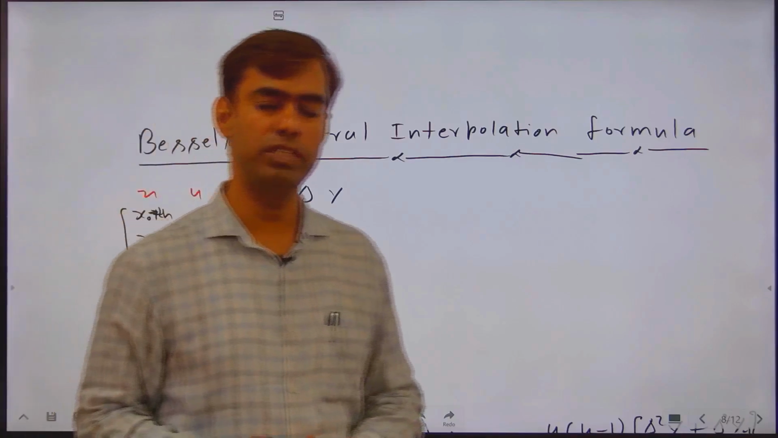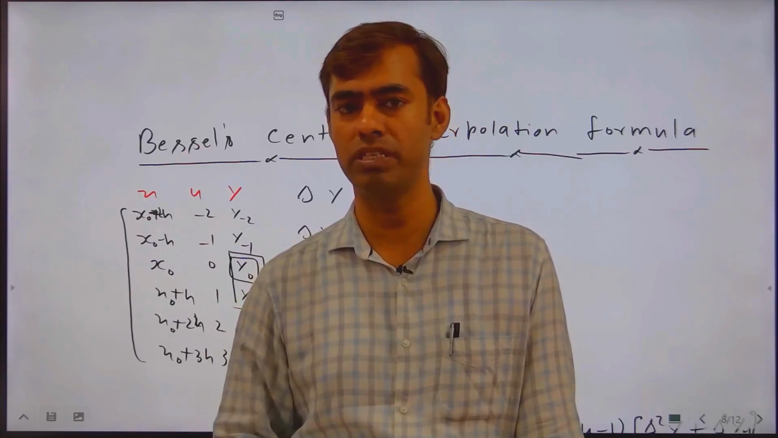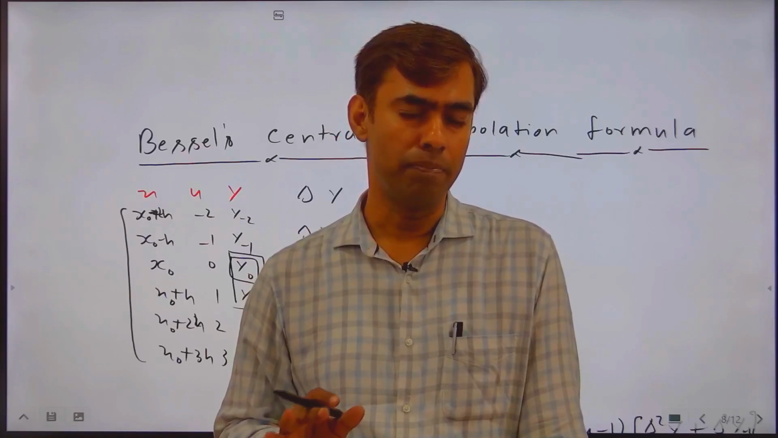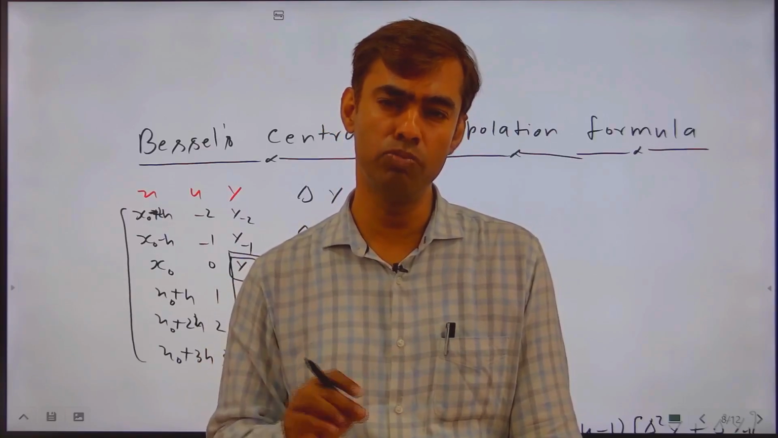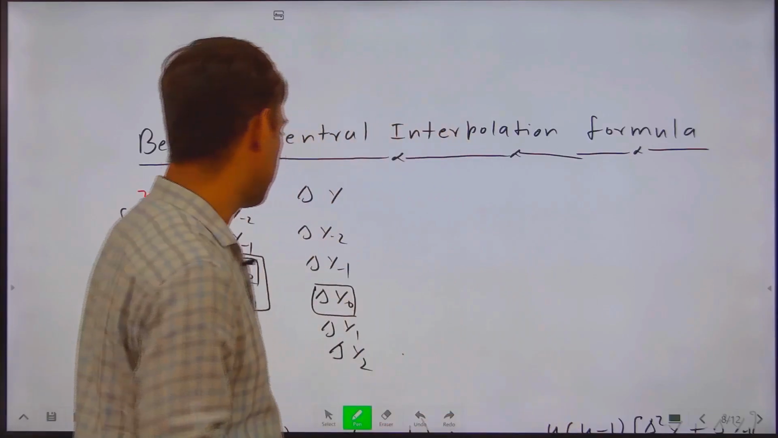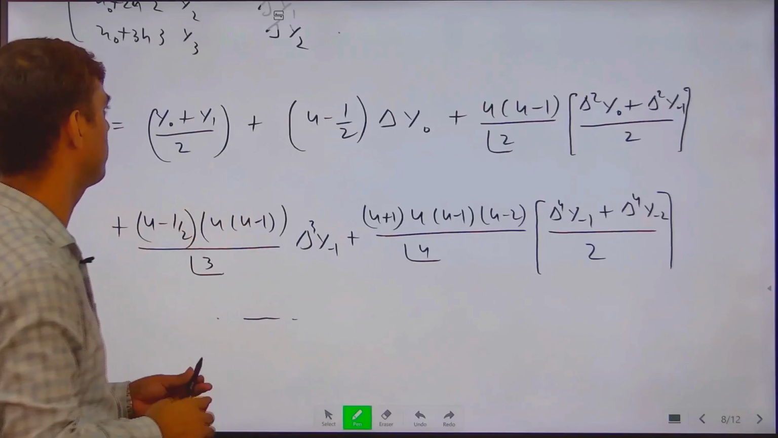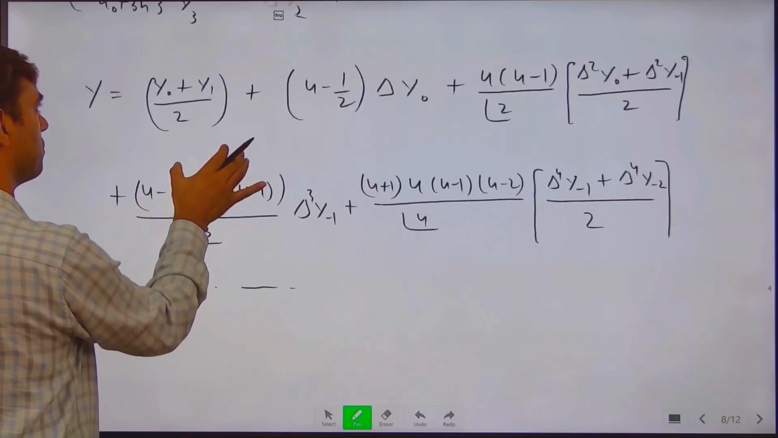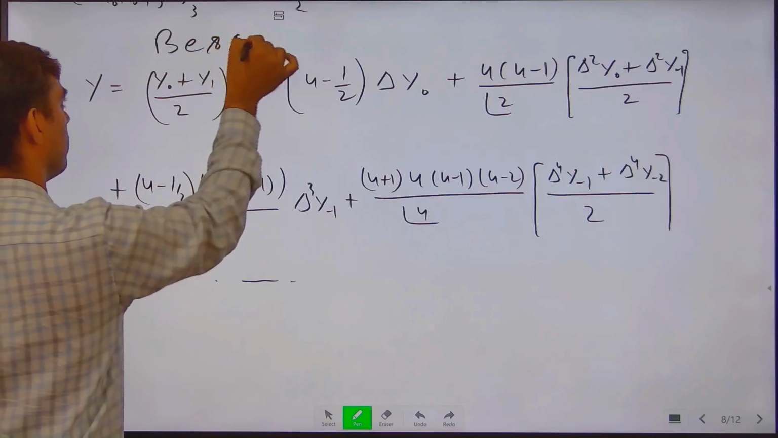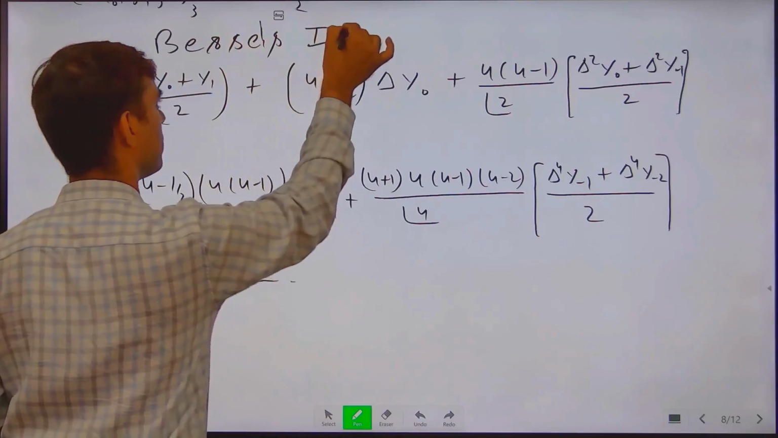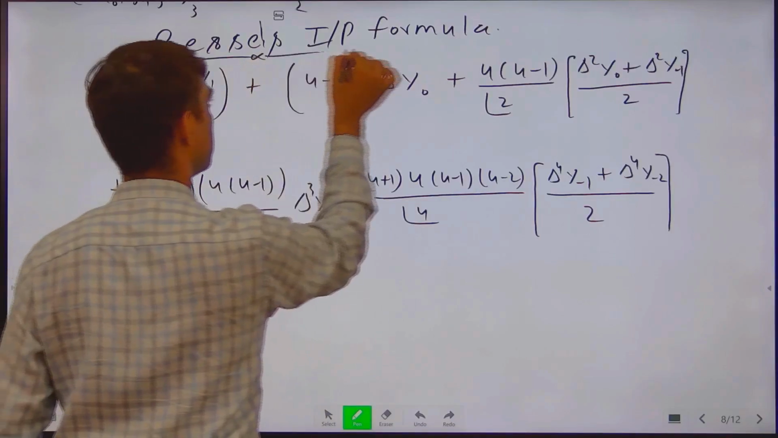So the only difference between Stirling and Bessel's formula is that the Stirling formula is applicable if initially we have an odd number of terms, and Bessel's formula is applicable if initially there is an even number of terms. In both formulae, u must lie between -1/2 to 1/2. For the sake of simplicity, here we have already written Bessel's interpolation formula.